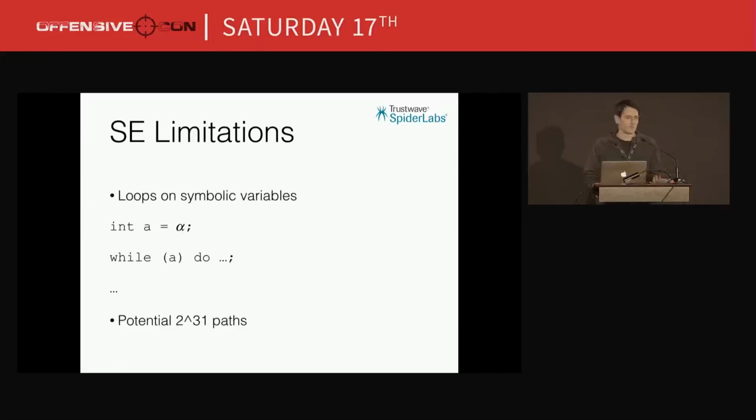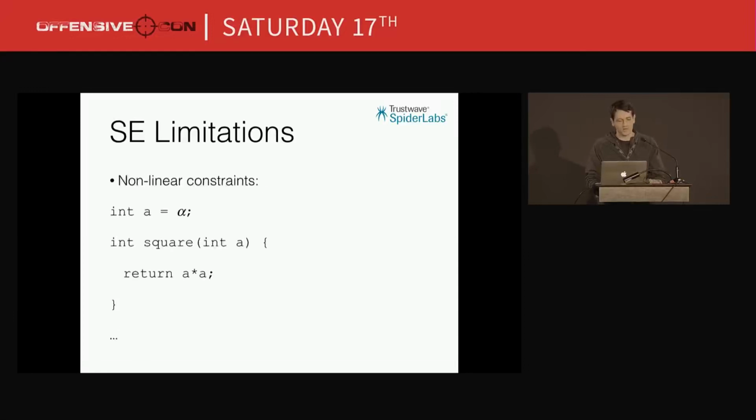The other issue is loops on symbolic variables. If you've got, say, a while loop that operates on a symbolic variable, and A is defined as a 32-bit integer, then you've got potentially 2 to the power 31 paths. This is very problematic. We often have loops on our kernel execution paths. Non-linear constraints we cannot solve. If we've got something non-linear, that just doesn't work and we have to simplify expressions.